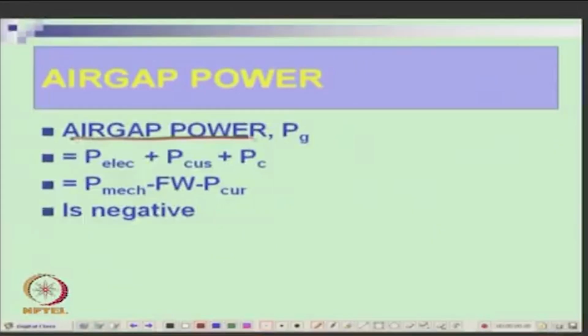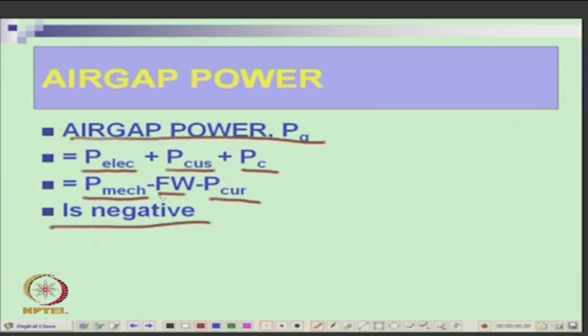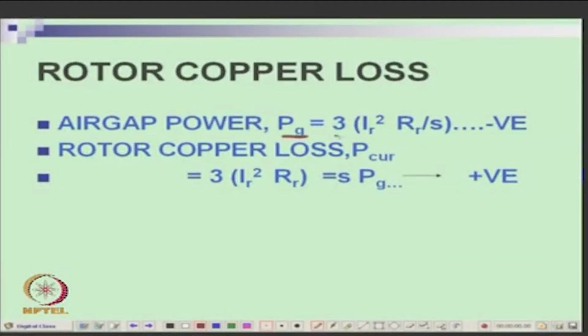Then the air gap power Pg, what is air gap power? It is whatever is the output electrical power plus the rotor copper loss, stator copper loss plus core loss, isn't it, and that will also be equal to the power you feed from the turbine, the mechanical power, minus friction and windage minus rotor copper loss, okay. And the air gap power is negative. Negative means it is going out of the rotor into the stator, right. So, air gap power Pg is 3 times IR square RR by S, which is always negative here, okay.